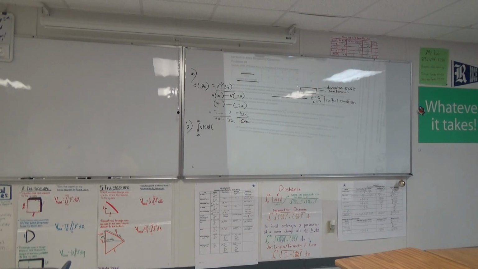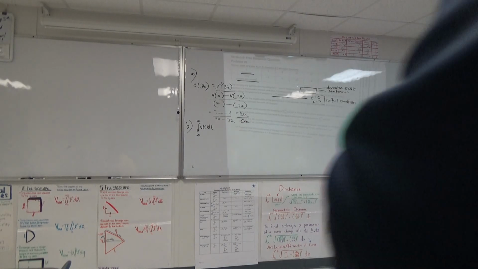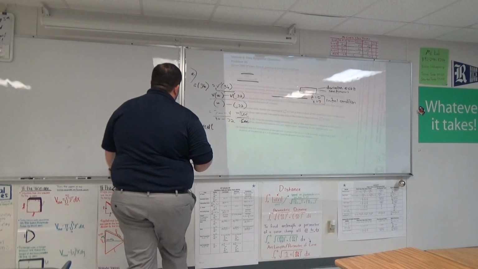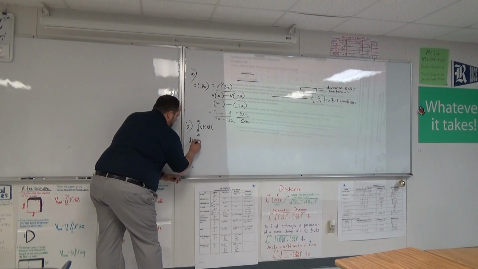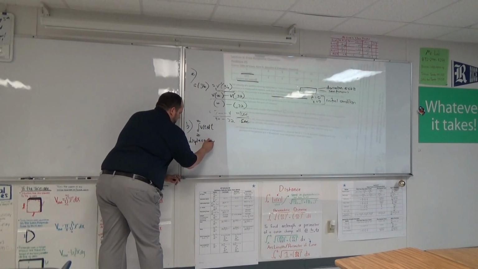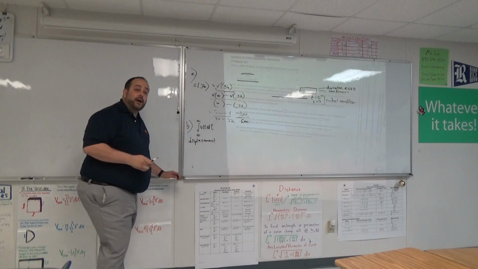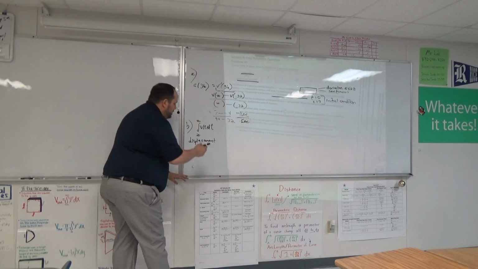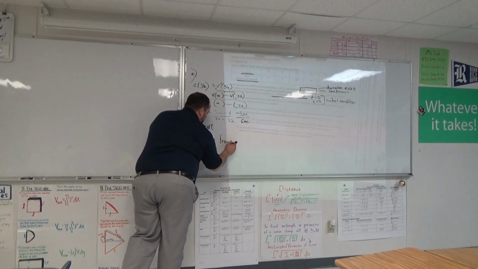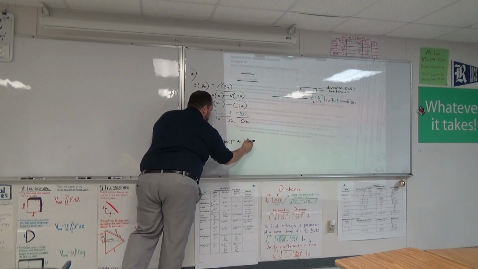Now with displacement, we need to be really careful. I want to get a complete thought here. So this is the displacement. Well, let's keep going. Displacement from where to where? That's easy, right? From t equals 20 to t equals 40.